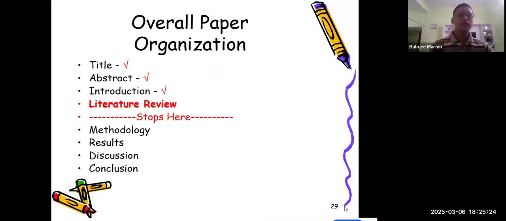Next one is okay. From the introduction part, definitely we need to give some fundamental topics, fundamental points. After that, we need to find out the research gap. After that, we need some points related to how to handle that gap. That is about the introduction. Now, literature review.